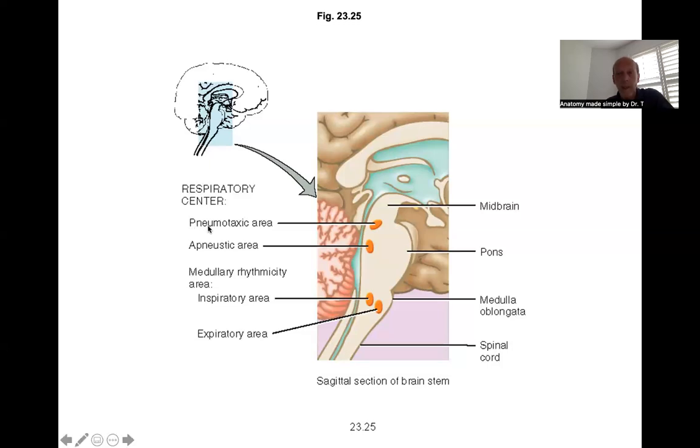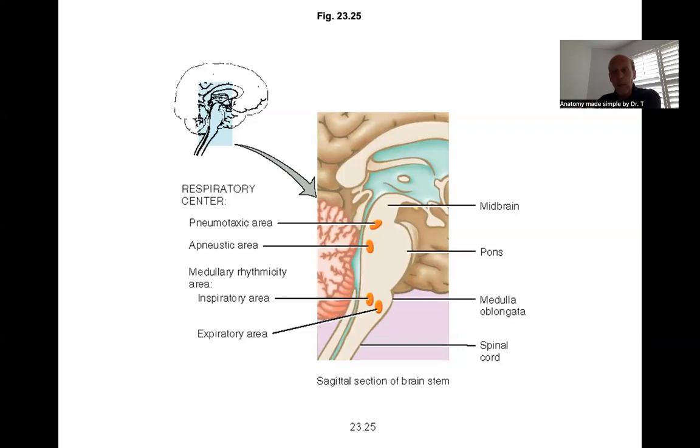Pneumos in Greek means air, taxein means to move. So the pneumotaxic area actually is the one which controls movement of air into our lungs. To make sure that you immediately understand how it works, I'm going to ask you to do this together with me. Let's try to take a deep breath together. On the count of three, inhale as much air as you can. 3, 2, 1, go.